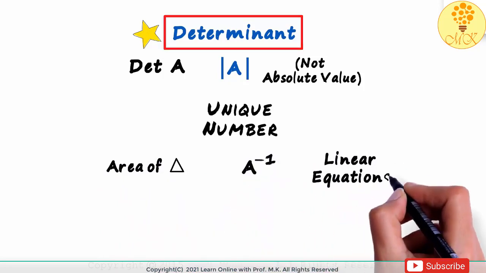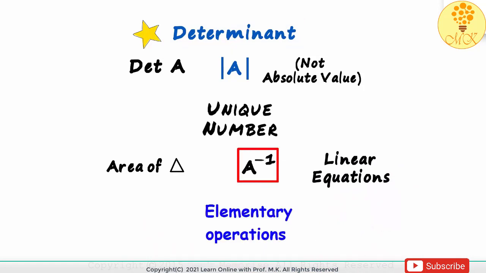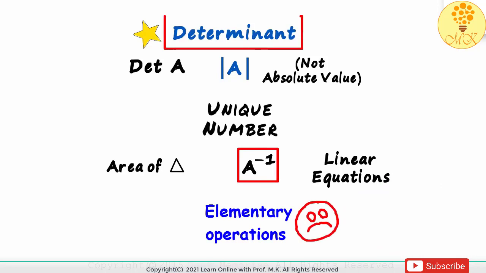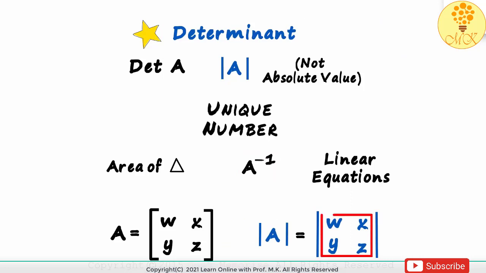linear equations. If you remember, we had used elementary operations to solve for the inverse of a matrix. And the procedure was super lengthy. And determinants make it super easy. If we have a matrix A, its determinant is written like this. The elements will be written between the two vertical bars.